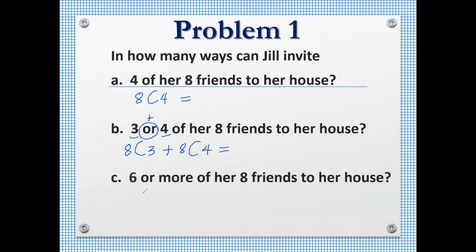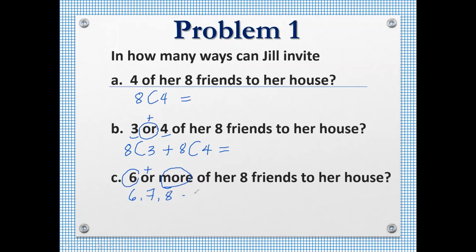Now, letter C. So, it's easy to press in the calculator. The important is you know how to do it. 6 or more. 6 or more. Or, again, is referring to plus. When we say 6 or more, she can invite 6, pwedeng 7, kasi 6 or more pwedeng all of them because of the word or. Pwedeng 6, pwedeng 7, pwedeng 8. So, how will you do it?